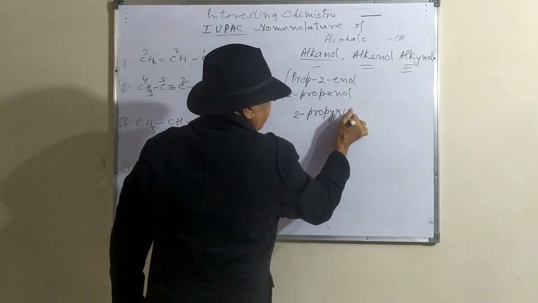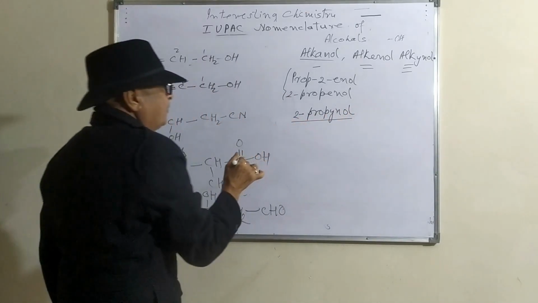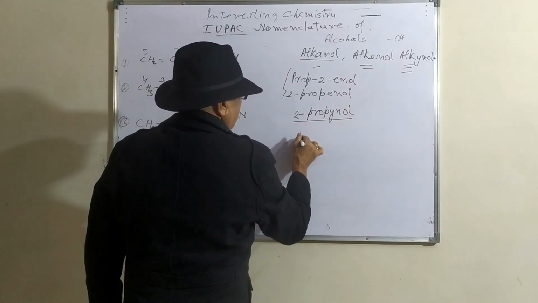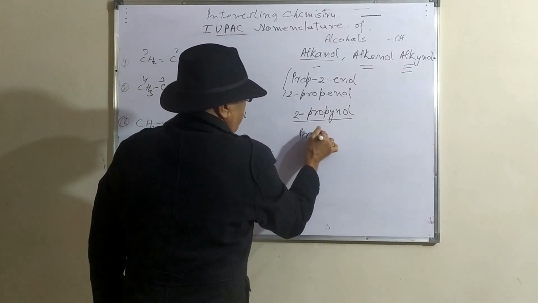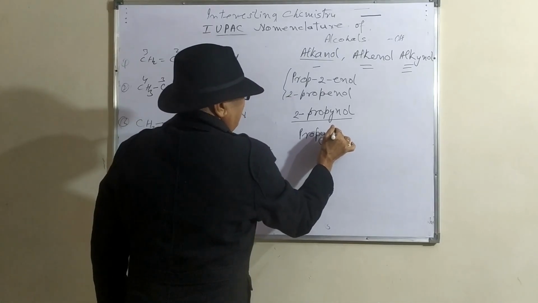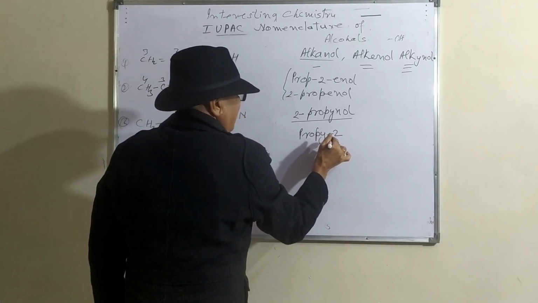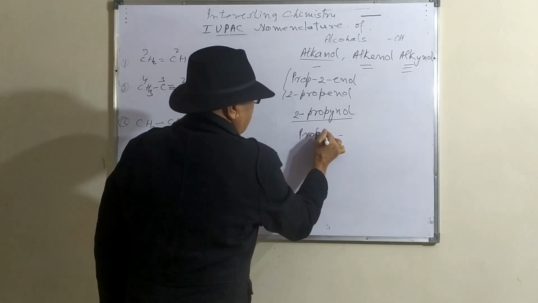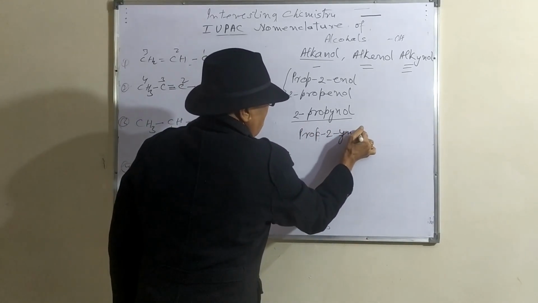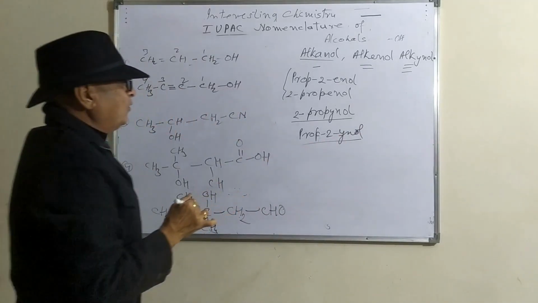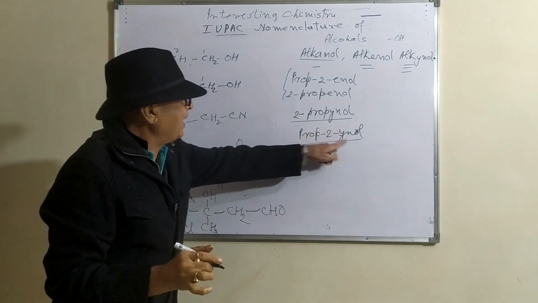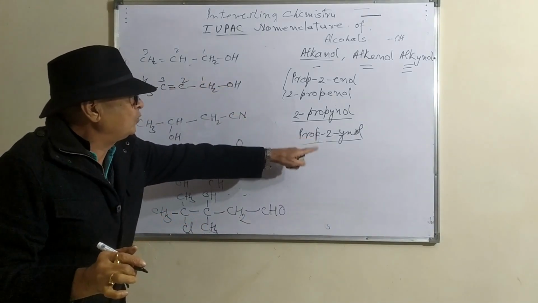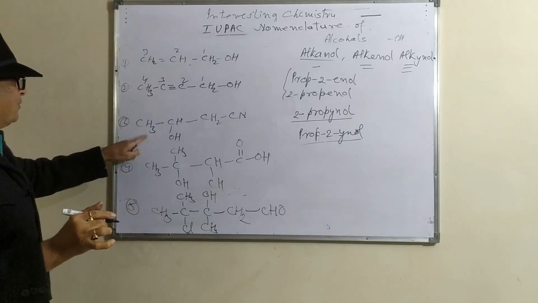2-propyne will be deleted, and propynol, 2-propanol, or you can say here the name of this is prop-2-ynol. The name of this compound we can write as prop-2-ynol. Now come to this question.